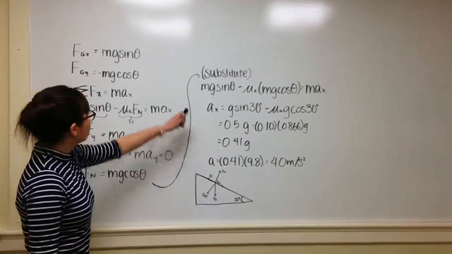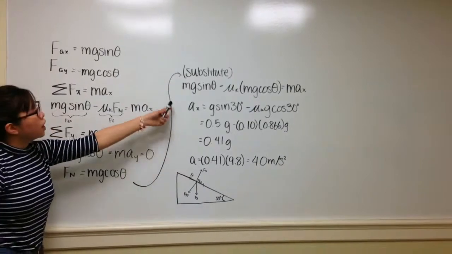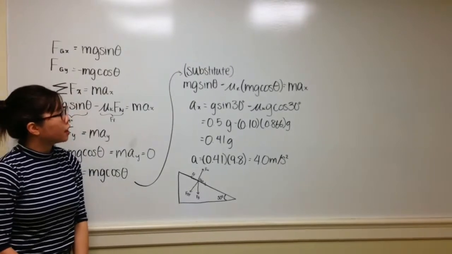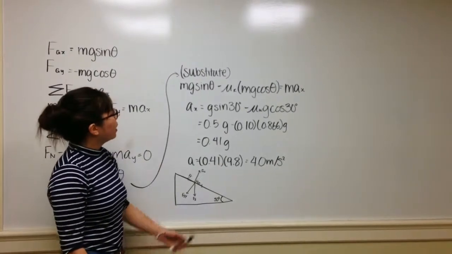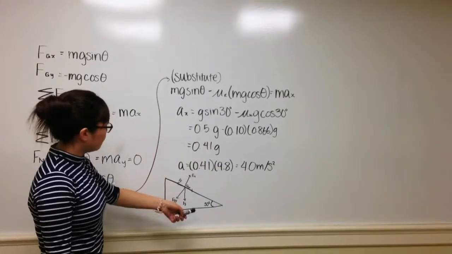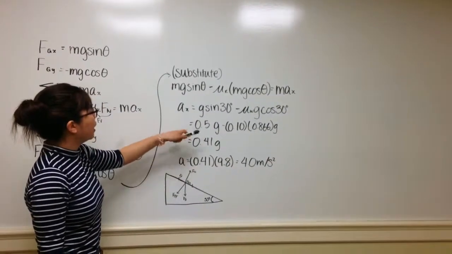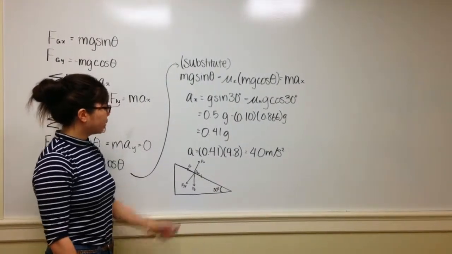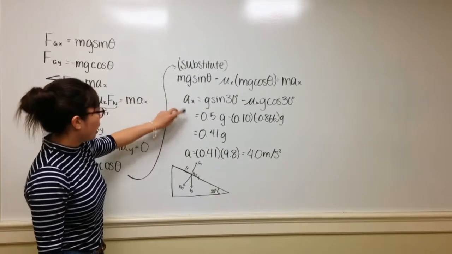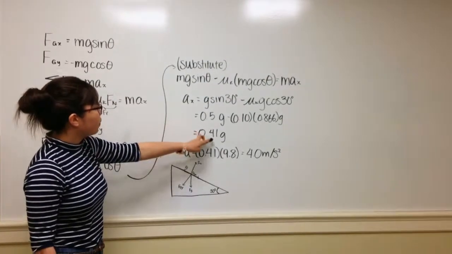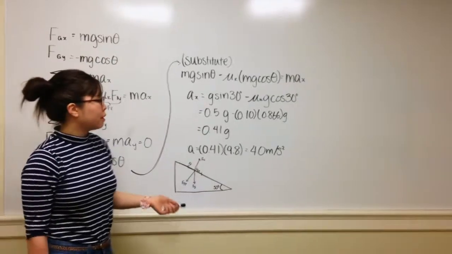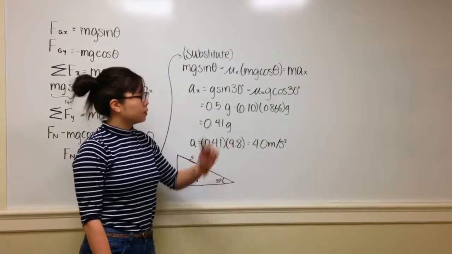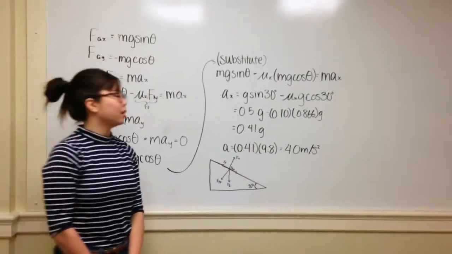Then you substitute from the previous equation, and you get mg sine theta minus mu k times the quantity mg cosine theta equals max. And then when you start plugging in the numbers from the diagram, you get a of x equals g sine 30 degrees minus mu k g cosine theta. And then you solve for a of x, which equals 0.41 g, and you know that g equals 9.8. So a equals 0.41 times 9.8, which equals 4.0 meters per second squared, and that will be the acceleration.